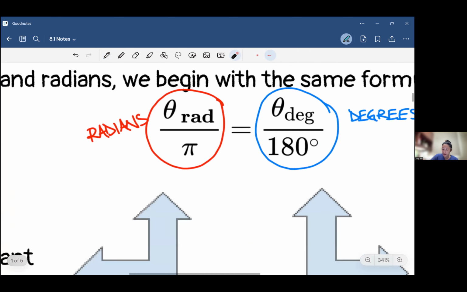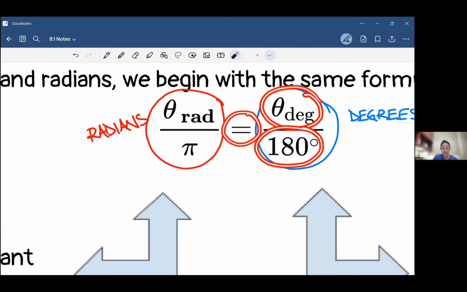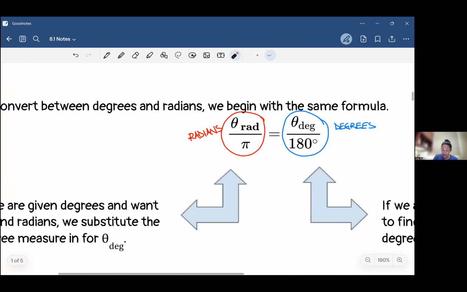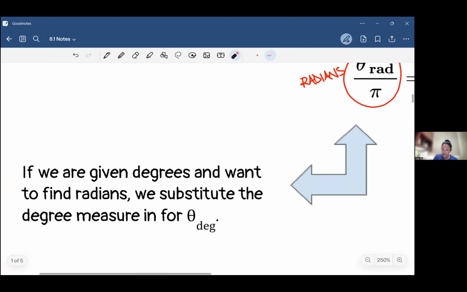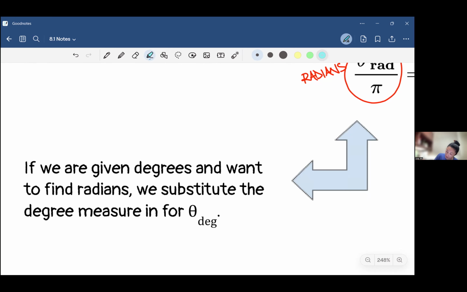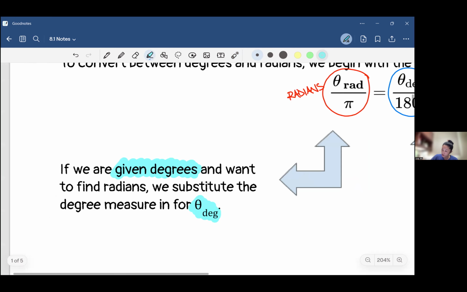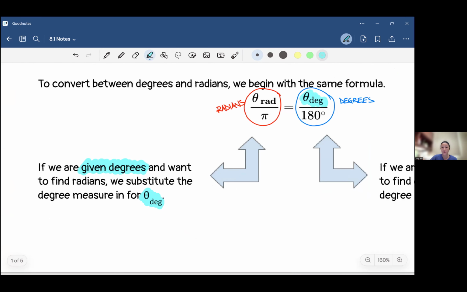We take the angle measure in radians, we divide it by pi, and we set that equal to the angle measure in degrees divided by 180. Okay. Now let's look at what happens if we're given degrees. If we are given degrees and we want to find the radians, then we're going to plug in our value for degrees into the top of that fraction.